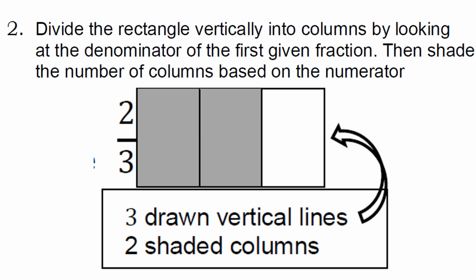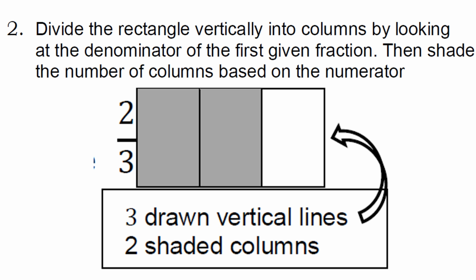For step number 2, divide the rectangle vertically into columns by looking at the denominator of the first given fraction. Then shade the number of columns based on the numerator. Ito, ang unang binigay na fraction ay 2/3. Ngayon, titingnan natin ang denominator ng 2/3. At ang denominator ay 3. Kung ano ang denominator na binigay, yun natin hahatiin yung rectangle. Dahil 3 ang denominator, therefore, ang rectangle ay hahatiin natin sa 3.